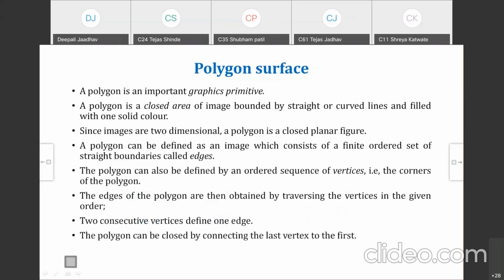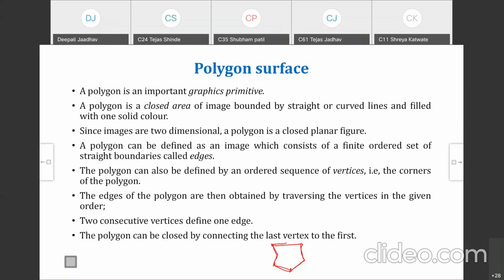A polygon can be defined as an image which consists of a finite ordered set of straight boundaries called edges. So every polygon consists of a finite ordered set of edges. For example, suppose I draw the polygon like this. So here how many edges? 1, 2, 3, 4, 5 and 6 edges are there.